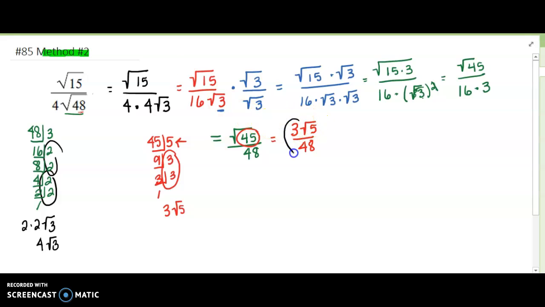And then notice 3 over 48 reduces to 1 over 16, and I'm left with the square root of 5 still, which simplifies to square root of 5 over 16. Okay, so that's my second method.